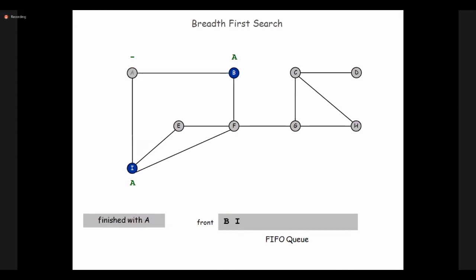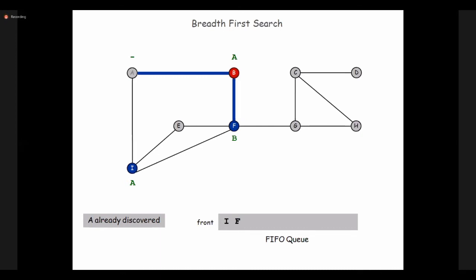Because all edges and vertices of A are visited, we then remove the next element from the queue. What is there? B. For B, I am finding the edges and vertices. It is F, it is A, but A I am not including into the queue. Why? Because A is already visited.